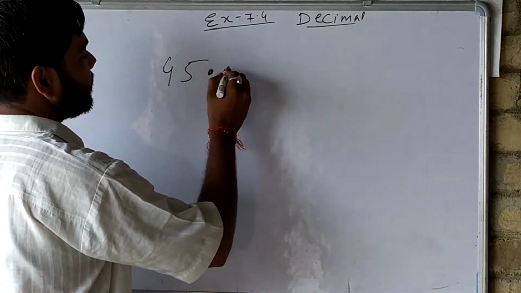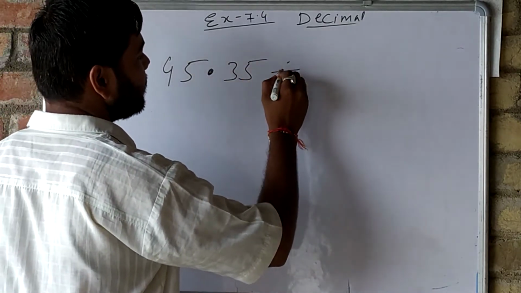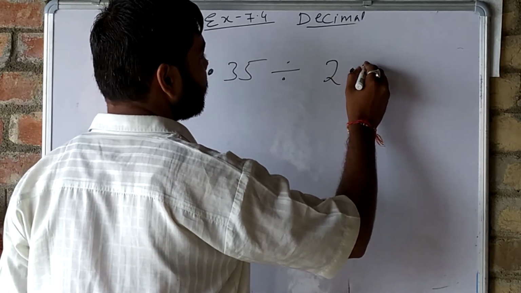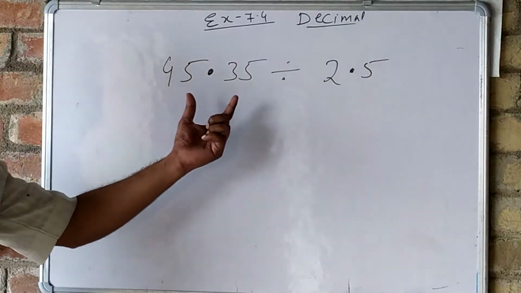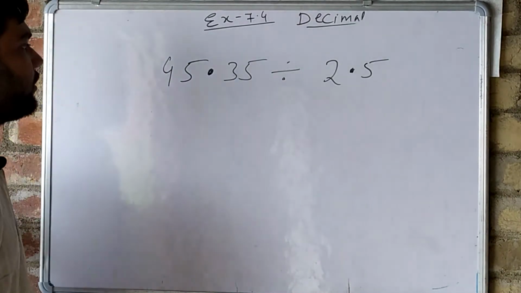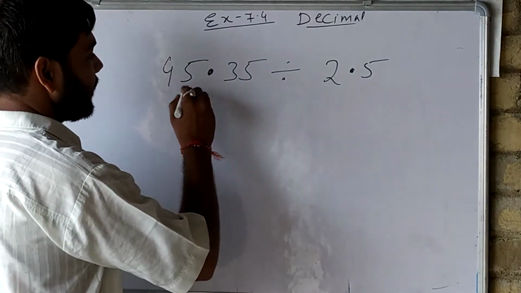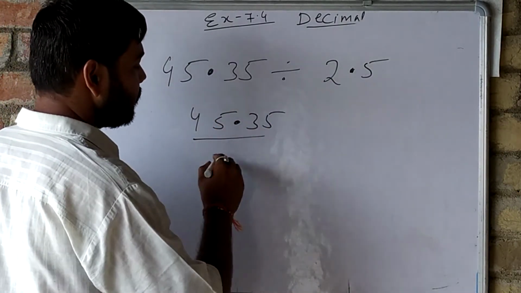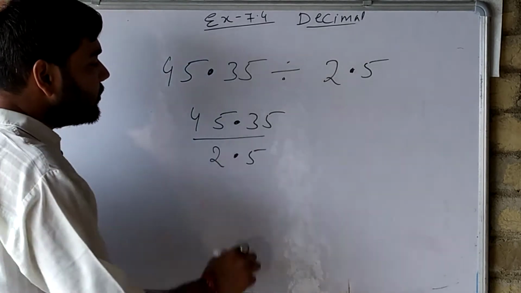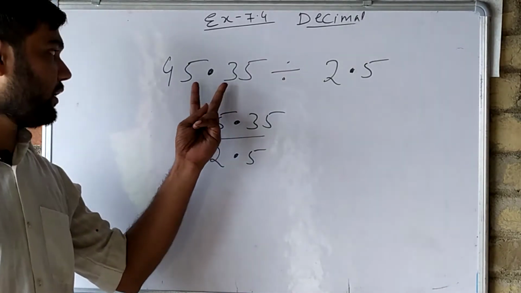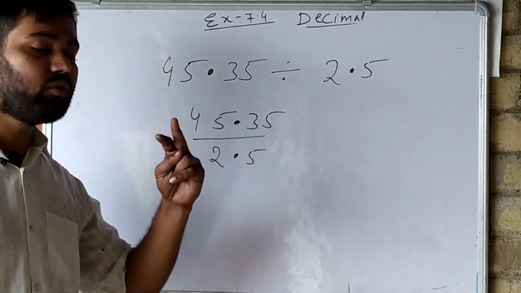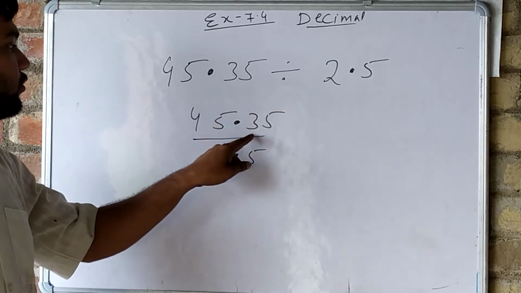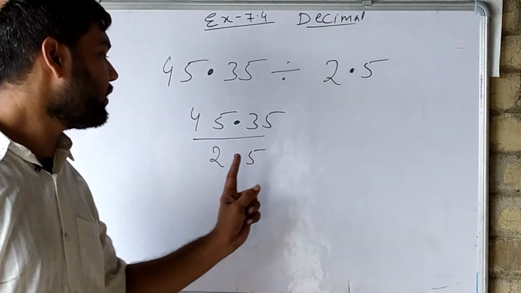45.35 divided by 2.5. We will write this value in the numerator and this value in the denominator. Now what are we seeing? In the numerator we will have 2 decimal places, and here in the denominator we will have only 1 decimal place.